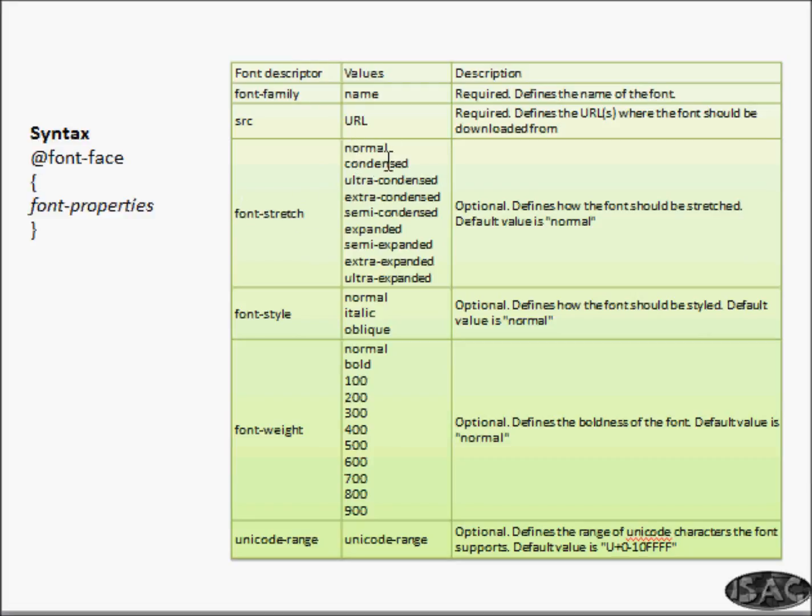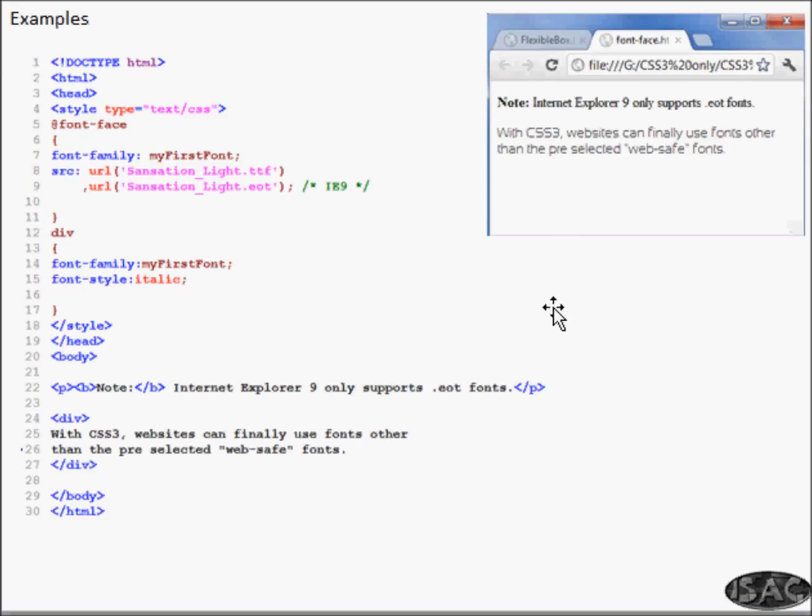Font stretch, you can say normal, condensed, ultra condensed, extra condensed, semi condensed, expanded. So you can use this kind of value for the stretch. Font style, normal, italic, as you know. Font weight, these are some old properties, not much discussion on that. So let us understand how to create it.